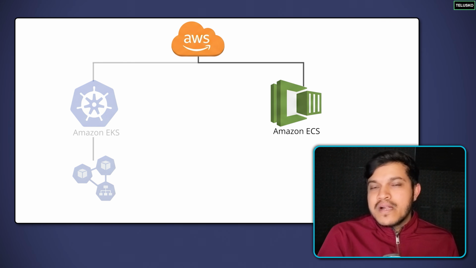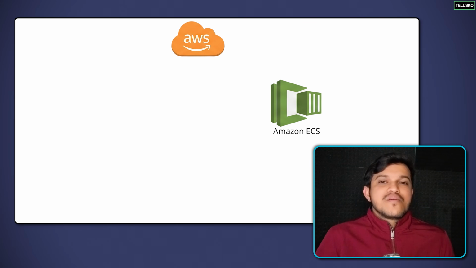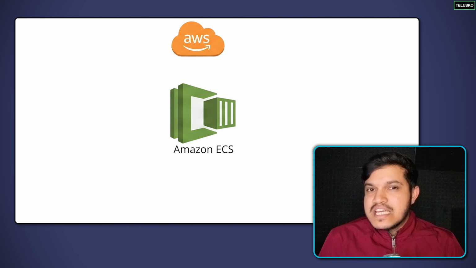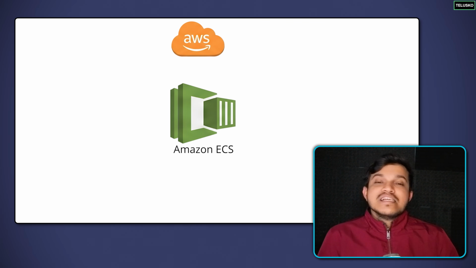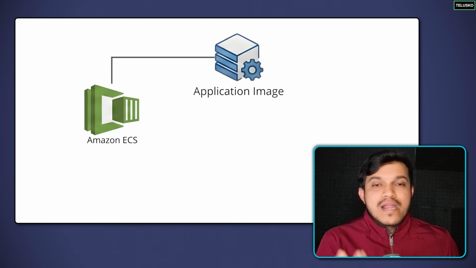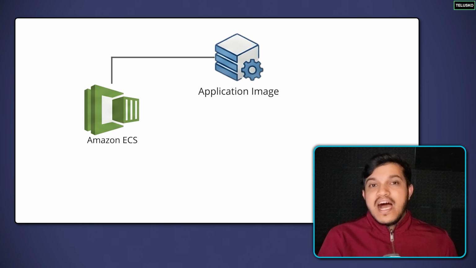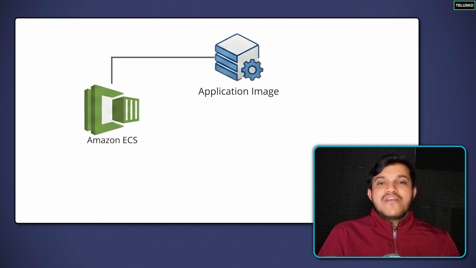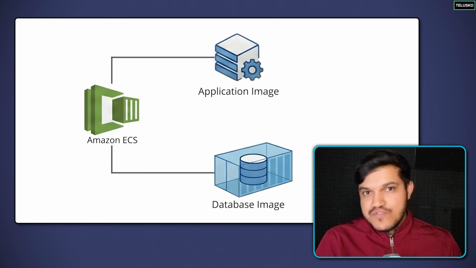So instead of Kubernetes, we are going to use one of the services from AWS, which is ECS, Elastic Container Service, right? Using that, we are going to use the concept of containers to deploy our application. So what we are going to do here is create the image of our application, whatever application we have developed, and then we should also have an image of the database which we are going to use.